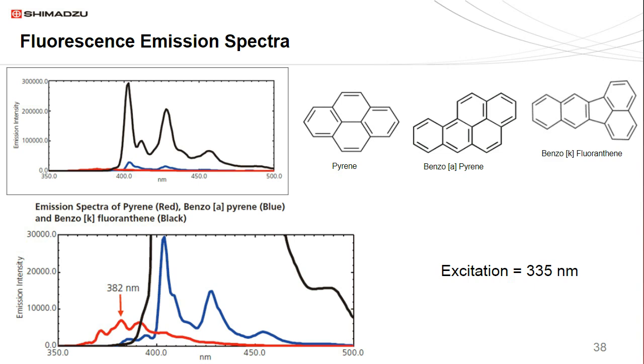And unfortunately, the pyrene, which we want to quantitate, is very low intensity and shares a considerable overlap with the emission of the other two components. But if we take the maximum emission peak, which is at 382, and we subtract the excitation wavelength of 335 from that, we get 47. So stay tuned for the next slide.